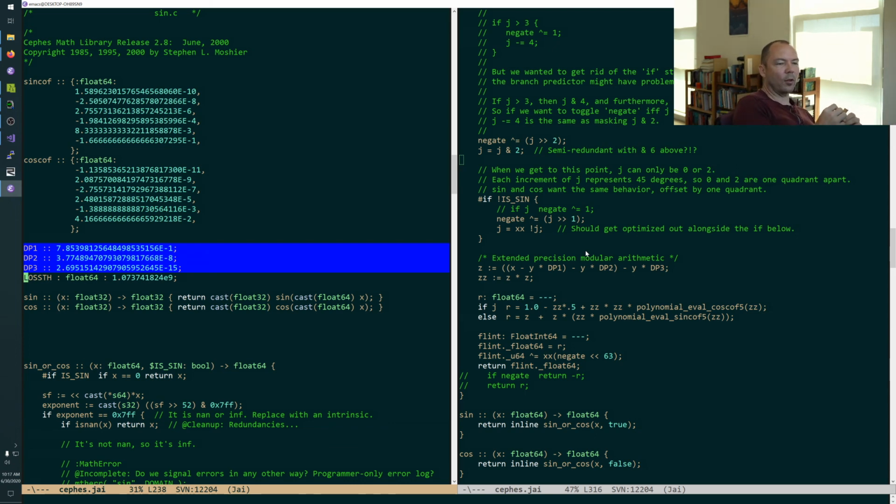I guess these parentheses are here for pedantic floating point precision mode, I guess. So you care a lot about rounding there. What do we think this is doing? We're just subtracting y times dp1 plus dp2 plus dp3.